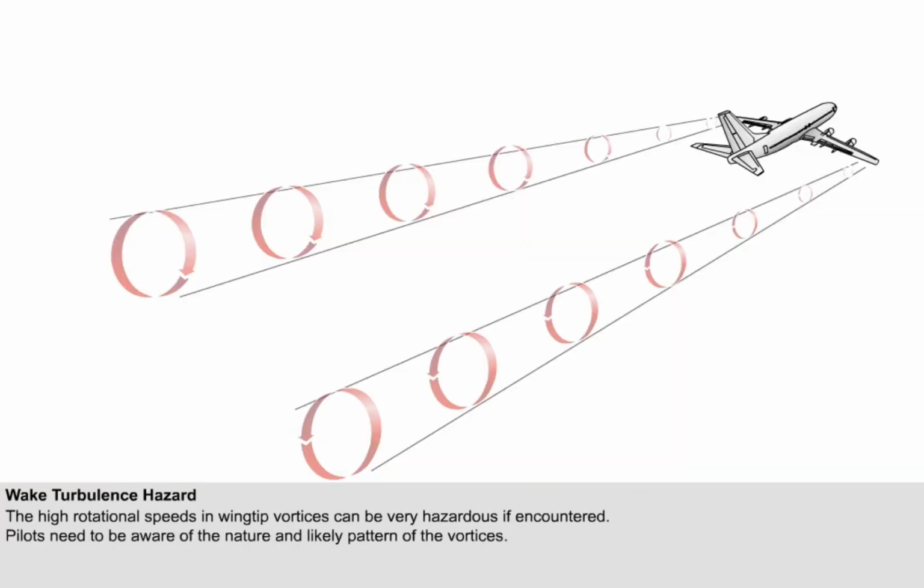Wake turbulence is rarely detectable, so it is very important that pilots are aware of the potential distribution and duration of vortex wake turbulence, and of the effect of surface wind speed and direction on the normal behavior of wingtip vortices.